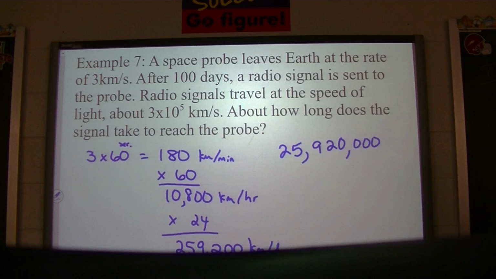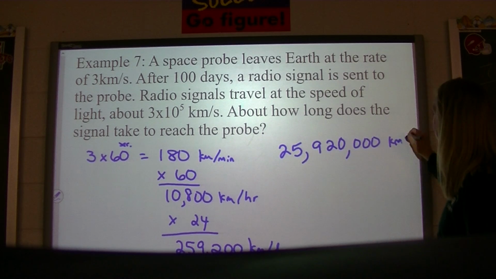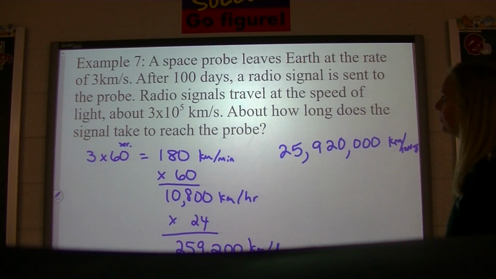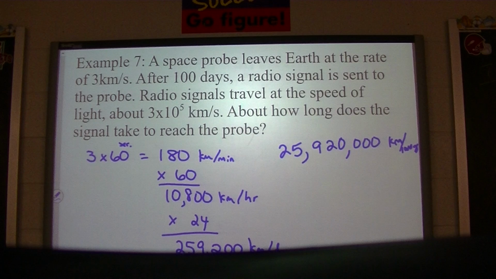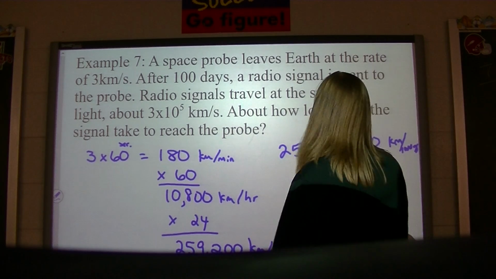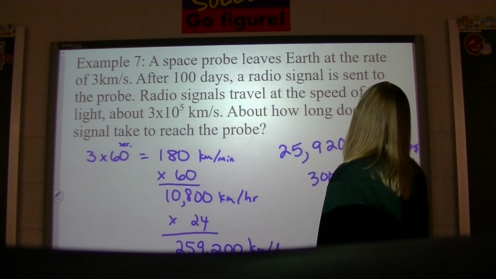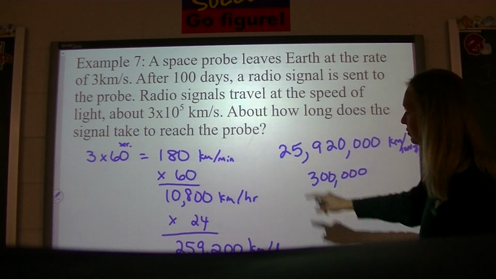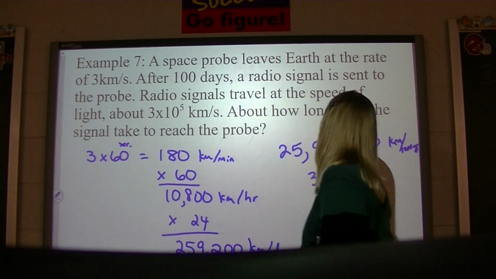So, great, we're done, right? No. That's just how many kilometers after 100 days. So now I have to figure out how long it takes the signal to reach the probe. Radio signals travel at the speed of light, about 3 times 10 to the 5th. So that is 300,000. 3 and then those 5 zeros.